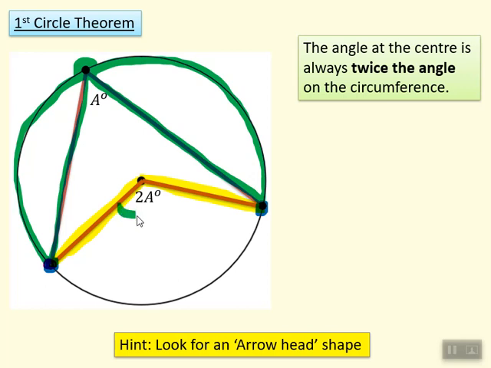the center angle on this side of the shape is always twice the one on the circumference. And this is the definition you need to know. The angle at the center is always twice the angle at the circumference, and this is circle theorem number one. Later on you'll be proving this with algebra, as to why that angle there is double the one at the circumference.